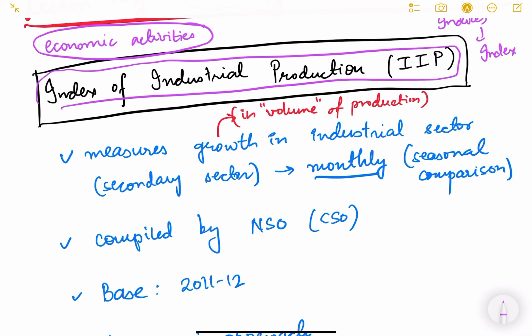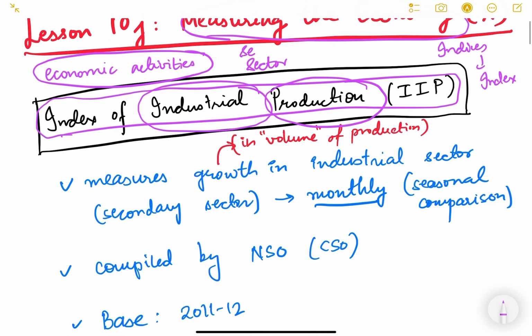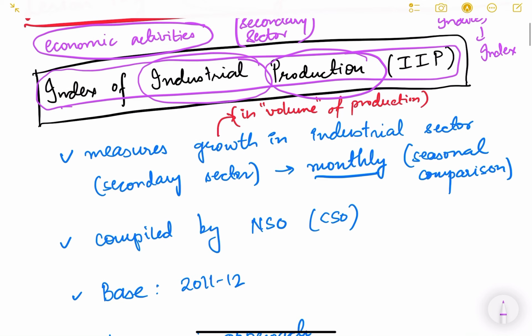IIP. The name itself suggests it is the index of industrial production, meaning we will look at the growth rate, how the industrial sector, the secondary sector, is doing. The industrial sector is basically the secondary sector of our economy. So it measures the growth in the industrial sector, that is, the secondary sector of the economy.